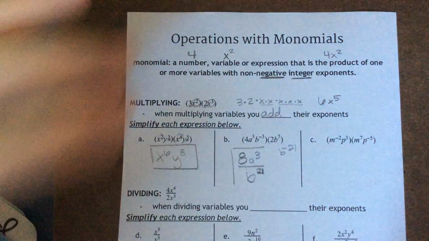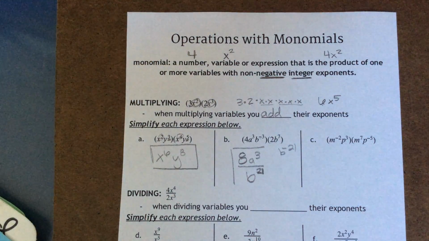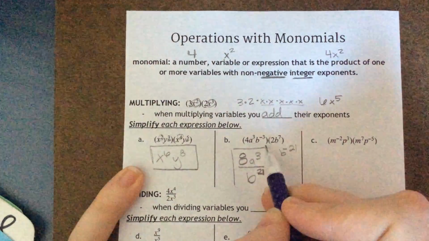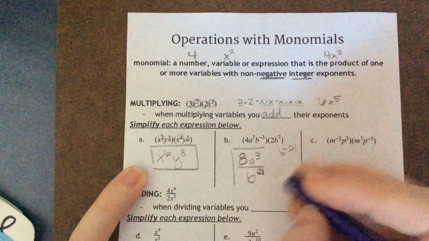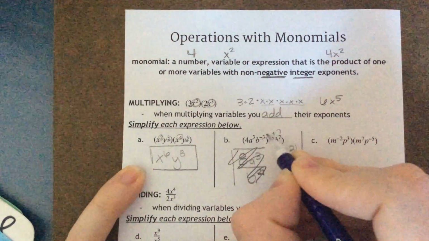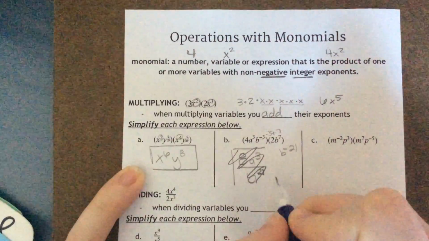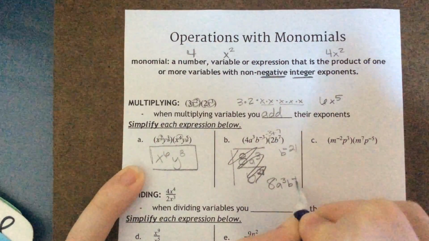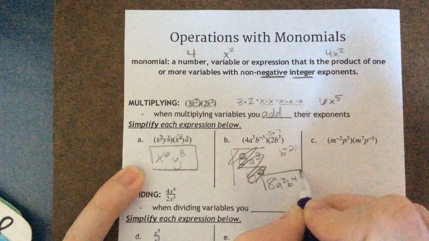What did I just do? We're going to redo that. You just told us to add it, not multiply it. So we're going to try that again, and we're going to add it. You do negative 3 plus 7. What's negative 3 plus 7? That's a positive 4. So you get 8a cubed b to the 4th. And that's your answer. Sorry about that.